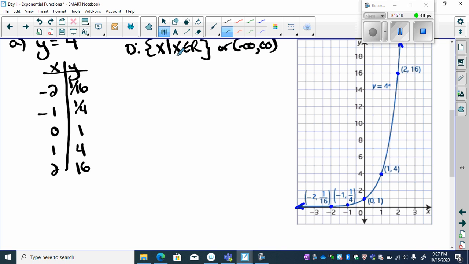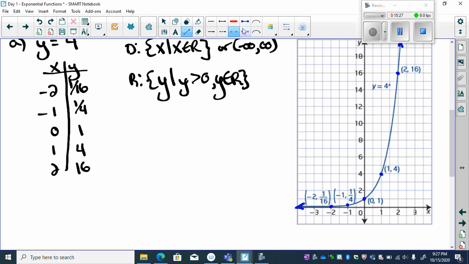Okay, there's my domain. The range is y such that y is greater than 0. y belongs to the real numbers. Check this out. If I were to slide up the, let's take a horizontal line.